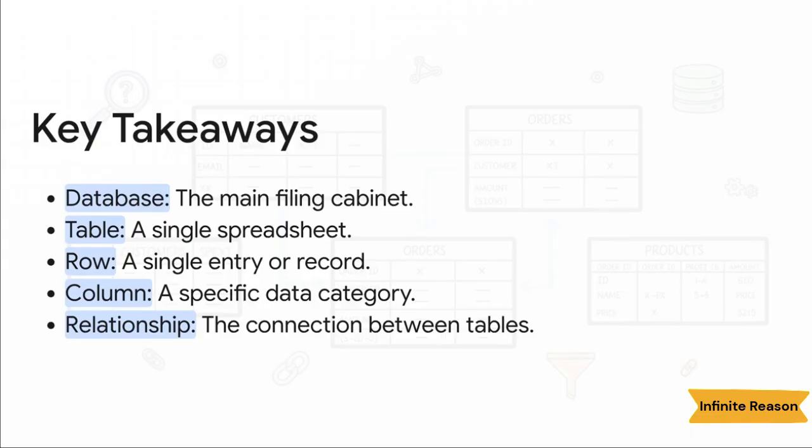The database is our main filing cabinet. Inside we have tables, which are like individual spreadsheets. Each row in a table is a single record, and each column defines a specific category of data. And finally, the most powerful part, the relationship, which is the magic link that connects all these tables together.